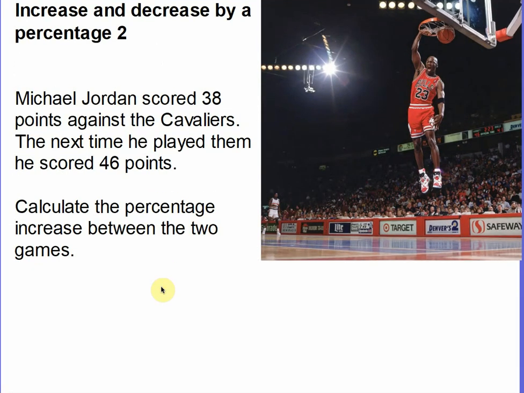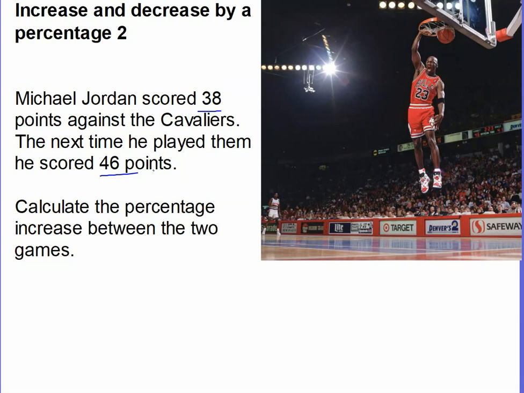Now they're playing against their rivals, the Cleveland Cavaliers, and he scored 38 points in his first game and 46 points in the second game. Now I've just said here, calculate the percentage increase. They could say percentage change between the two games. What I mean there is the change in his points between the two games, I probably should have said.